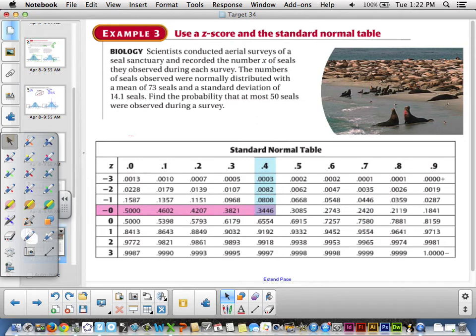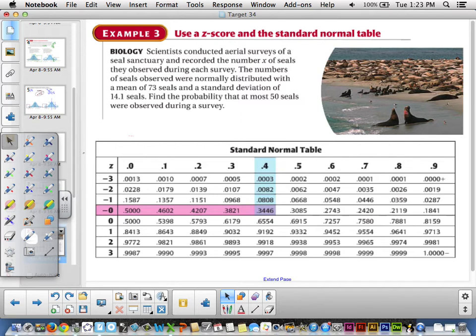All right, so let's look at this table and talk about seals. Scientists conducted aerial surveys of a seal sanctuary and recorded the number of seals they observed during each survey. The numbers of seals observed were normally distributed with a mean of 73 and a standard deviation of 14.1. Find the probability that at most 50 seals were observed during the survey.